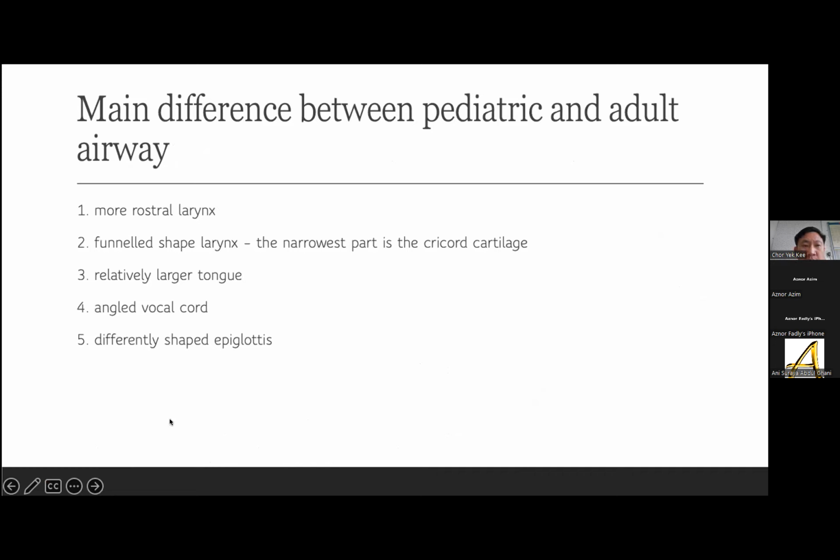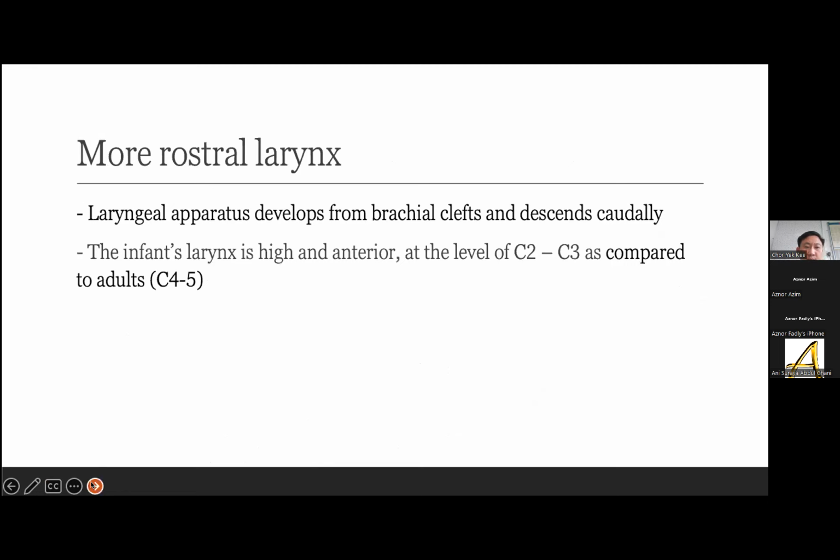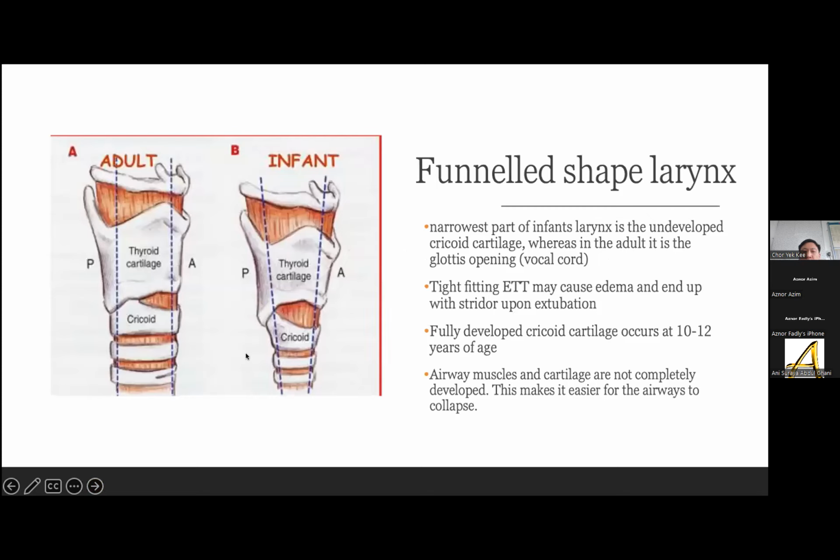Okay, so next I will talk about the main differences between the pediatric and the adult airway. The pediatric airway is more rostral. Our laryngeal apparatus develops from the branchial cleft and descends caudally. So the infant larynx is normally higher and more anterior compared to adults. And secondly, the infant larynx is funnel in shape. So the narrowest part of the larynx is actually at the level of the underdeveloped cricoid cartilage.